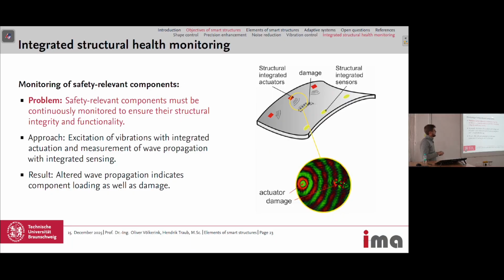And the idea here is to excite guided waves in these thin structures. If you have a damage in the structure, the damage causes a stiffness loss, which then has an impact on the wave velocity or wave propagation. And this you can measure. And if you have more than one sensor-actuator pair, you can also triangulate the location of the damage.